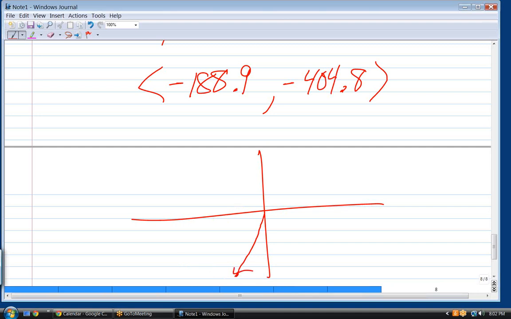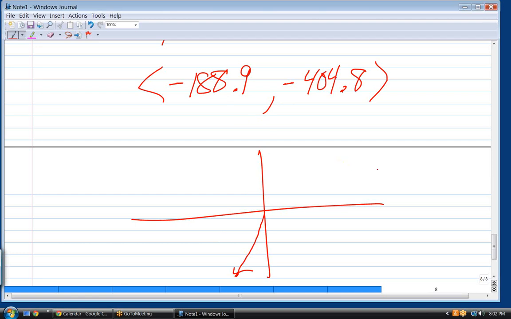Okay, what's the question? Find the ground speed and actual bearing of the plane. The speed is the magnitude of that vector. Oh wait, I got the speed right. I didn't get the bearing. That's the only part that I missed there.